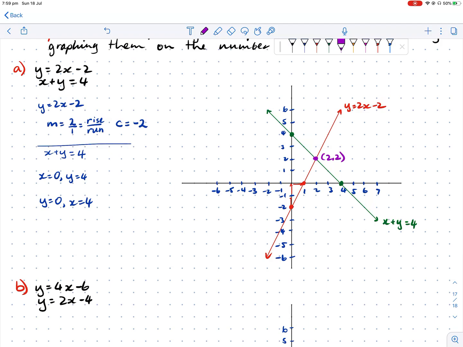So if we want, we can check them. So if I check that one, 2 = 2 × 2 - 2, we can see that's true because we've got 2 × 2, which is 4, minus 2 is 2. So we know that's going to work. The second equation is 2 + 2 = 4, and that's very clearly true as well. So then we can say the simultaneous solution is, we can write it as a coordinate, okay? Or you could write it as x = 2, y = 2.